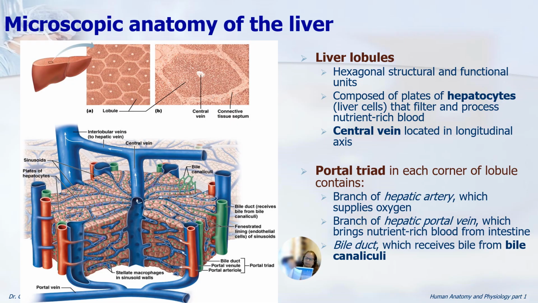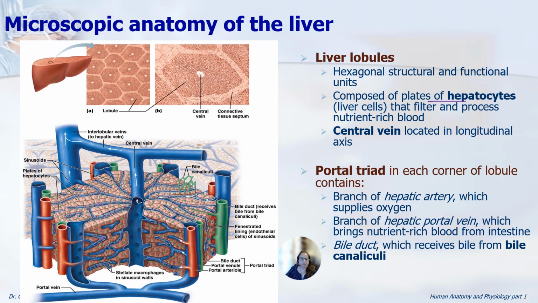Okay, so they kind of fold like this, and the lobes are like this. If you fold the whole book like this, all pages, then the central region will be a central canal, and these lobes are made up of hexagonal structures. Okay, and they contain plates of cells which make the liver, known as hepatocytes. So the hepatocytes actually filter and process the nutrient rich blood.